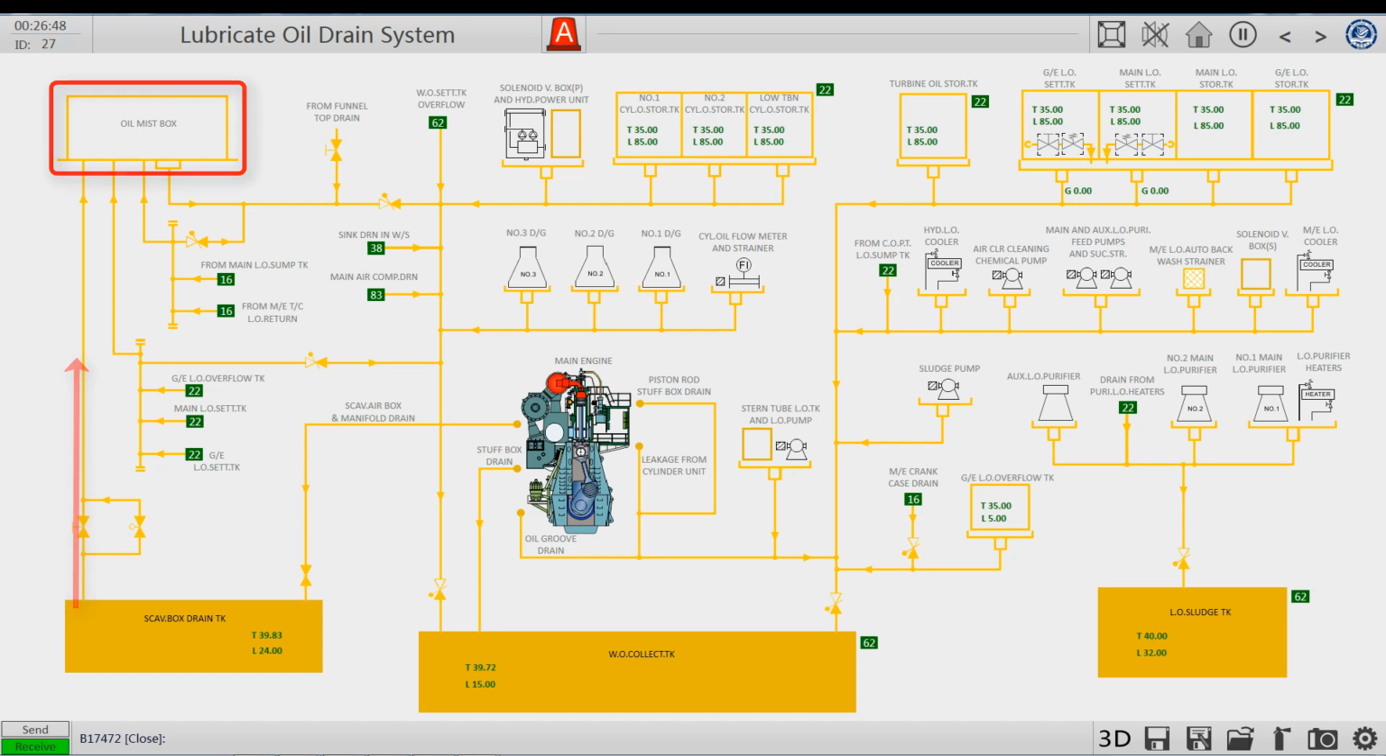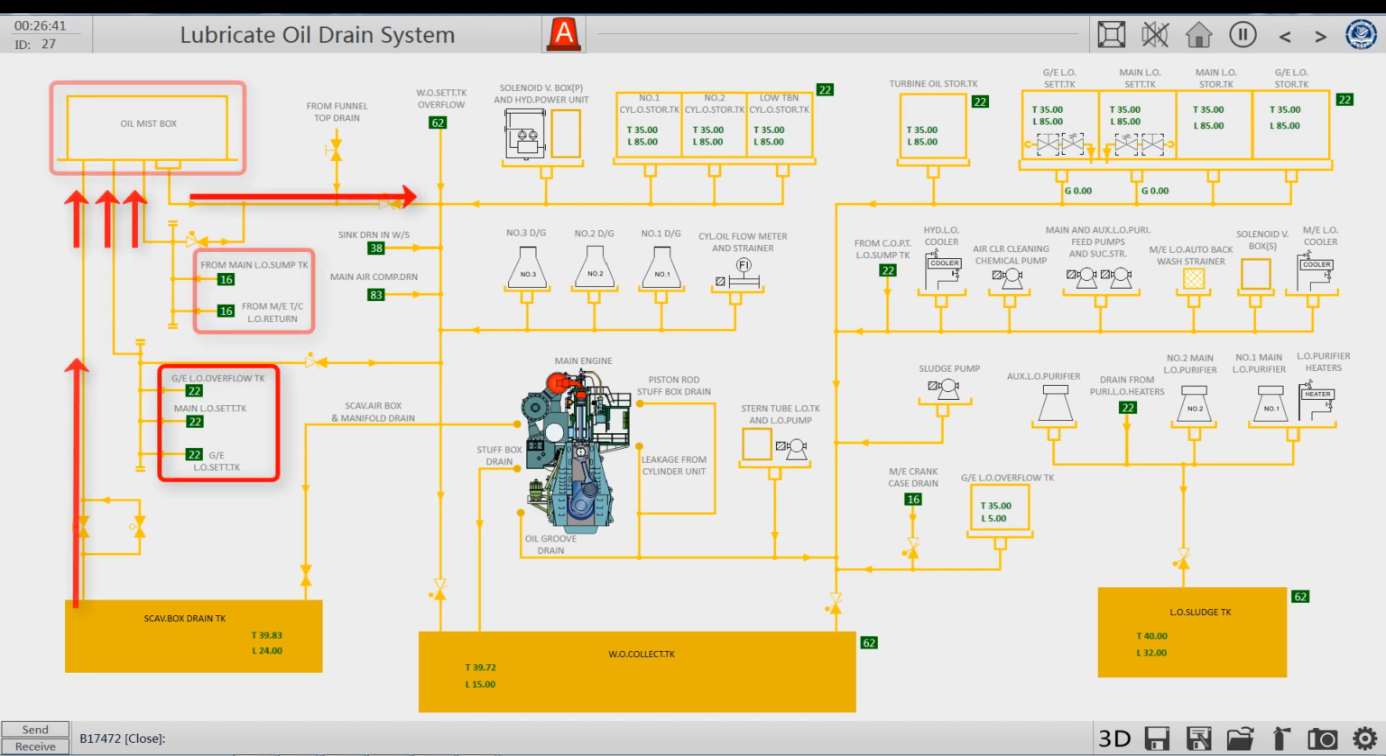There are the scavenging gas boxes for the residue tank, settling tanks for main engine and generator, generator overflow tank, main engine sump, etc. After the precipitation is collected in the oil mist tank, the waste oil is retransported to the waste oil collection tank through the collection manifold.